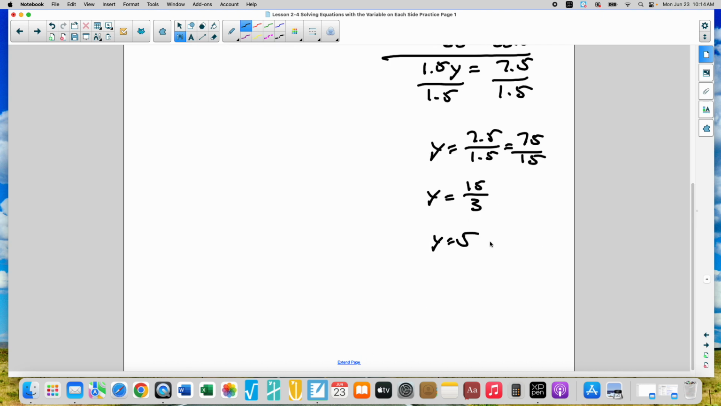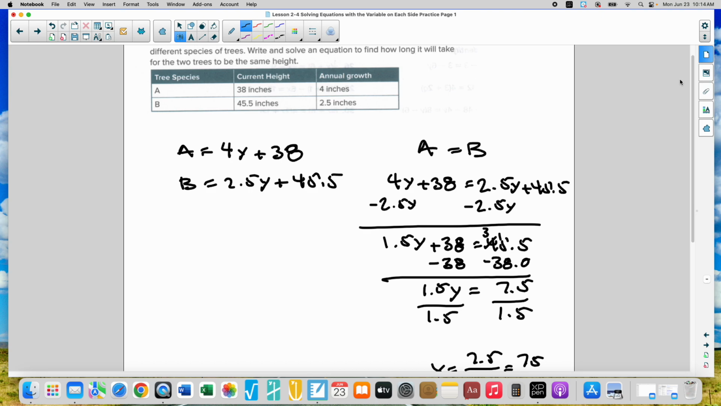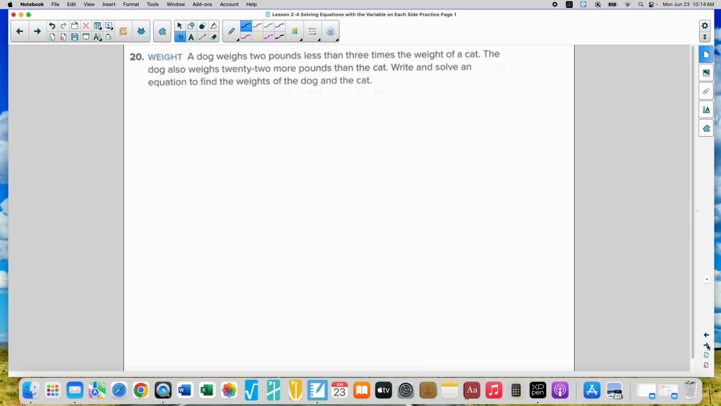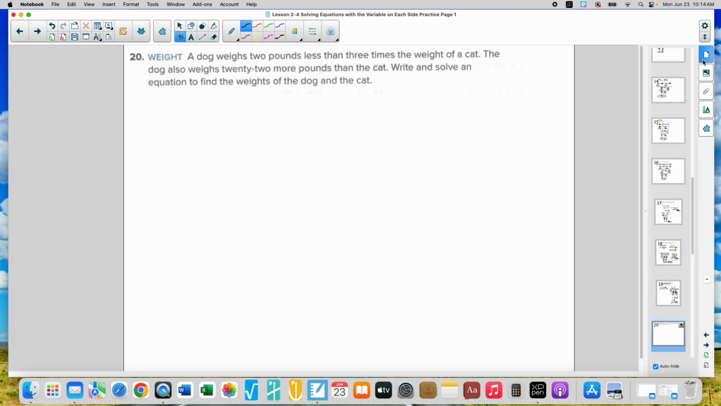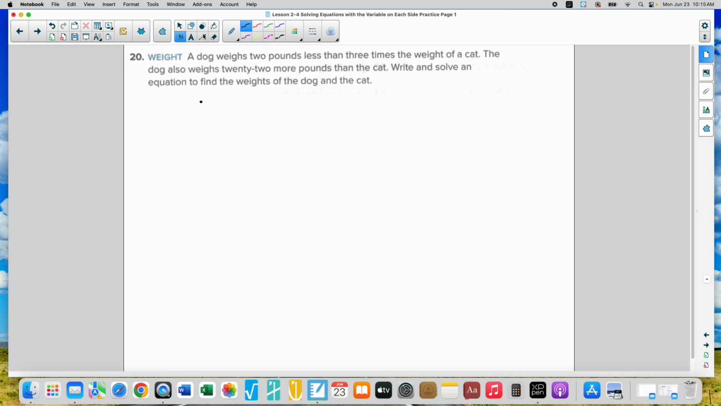So y equals 5. So after 5 years, those trees will be the same height. This is what math can do for you. It's a great example of showing you the power of math. Okay? Number 20.